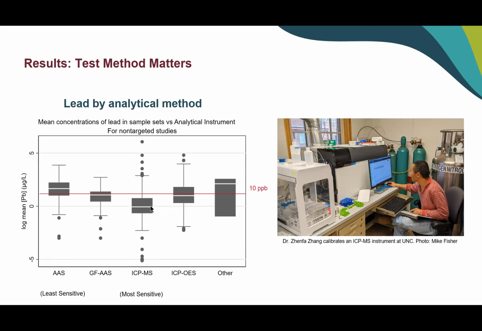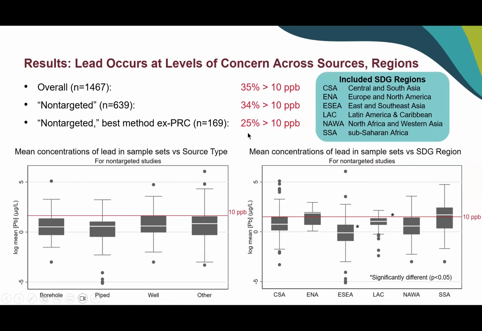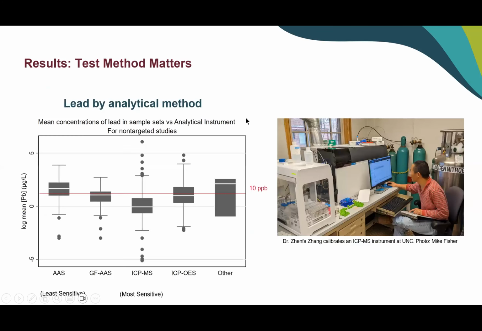Now, that doesn't necessarily tell us anything about causality. It could be that more sensitive methods give us better results and tell us about less occurrence. It could also be that settings where more sensitive methods are used may also correlate with higher income or other factors that are associated with lower levels of occurrence. So we're not saying anything causally, but we do see that the more sensitive methods report less lead. But even in those non-targeted studies with the most sensitive methods, we do see 20-25% of observations being reported as exceeding that 10 part per billion guideline value.